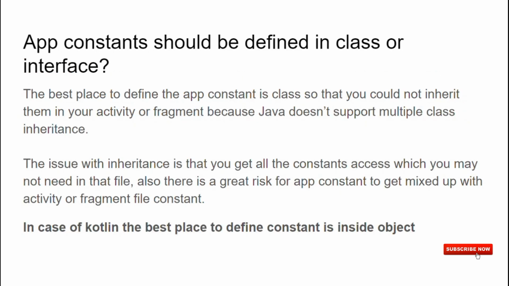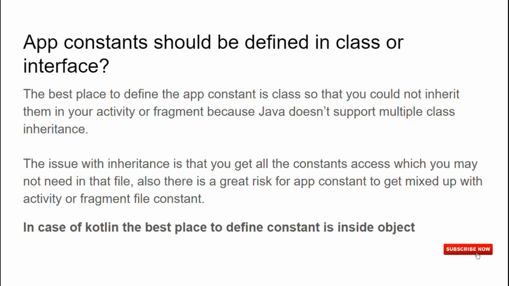App constants should be defined in a class or interface? Well, app constants should be defined in a class, not in an interface. The reason is that with a class you're not able to inherit it, as Java doesn't support multiple class inheritance. And if you're using an activity or fragment, it's an obvious case that you might be inheriting from the app component or from a fragment. So there's no way that you can inherit the app constant file.